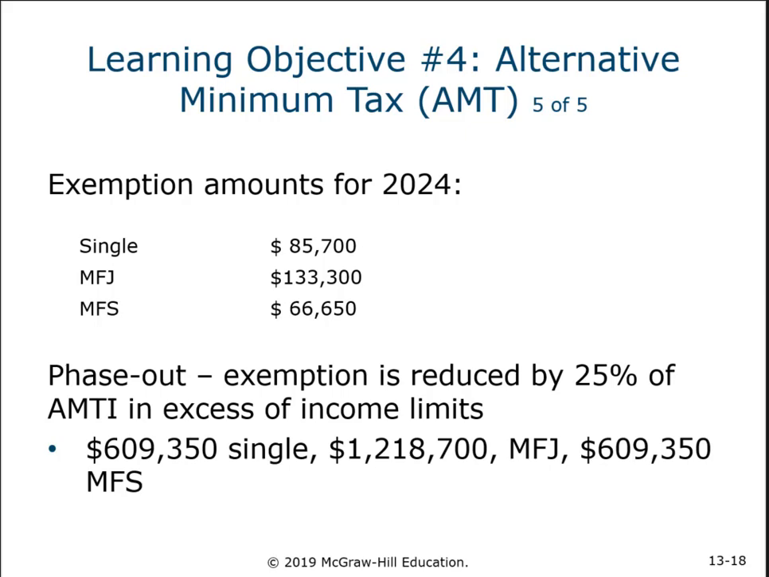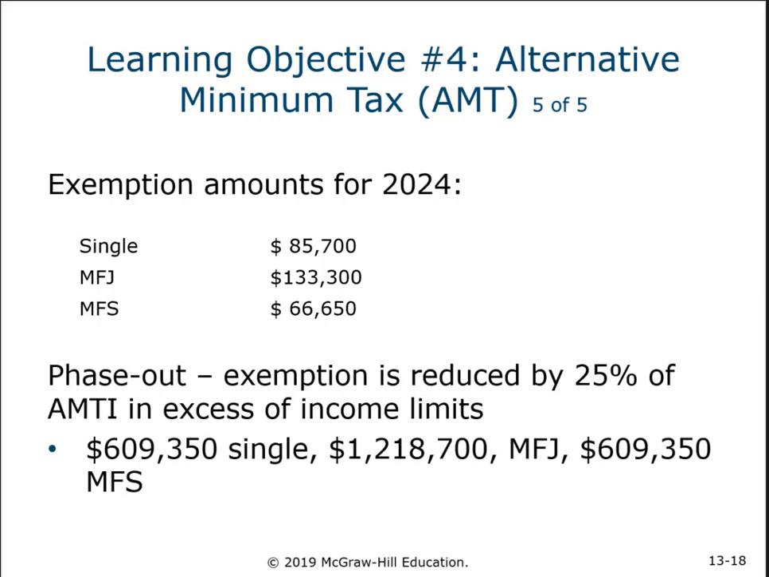Okay, and this exemption amount is reduced by 25% of the income over those very large reduction limits, those phase outs, if you will. 609 for single, 1,218,700 for married filing jointly. So if your income was higher than that after you've made the adjustments for AMT, then you don't get the full exemption. So the exemption can go away if your income is very high.